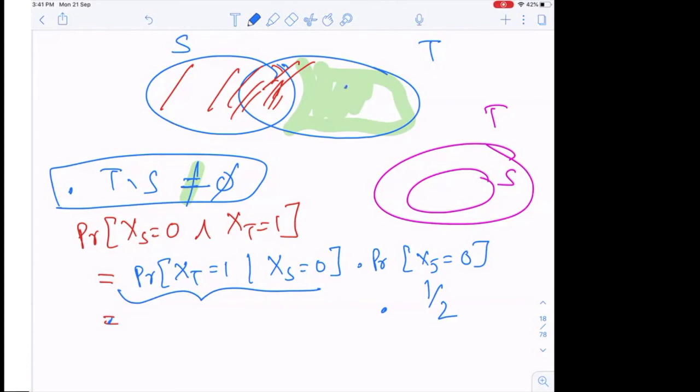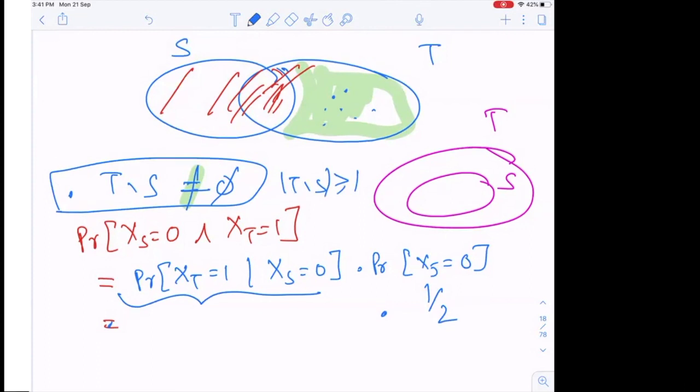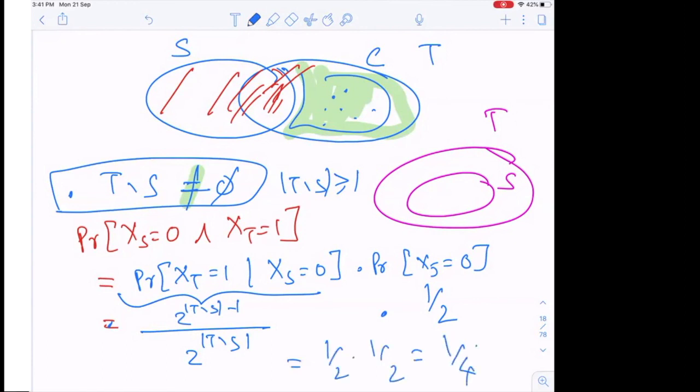Well, the number of odd sets here. But I know that T minus S is not empty, which implies the size of T minus S is greater than or equal to 1. Suppose this quantity was c. So this is like 2 to the power c minus 1 over 2 to the power c, which is half, times half, which is 1/4. So this tells us that these random variables are pairwise independent.